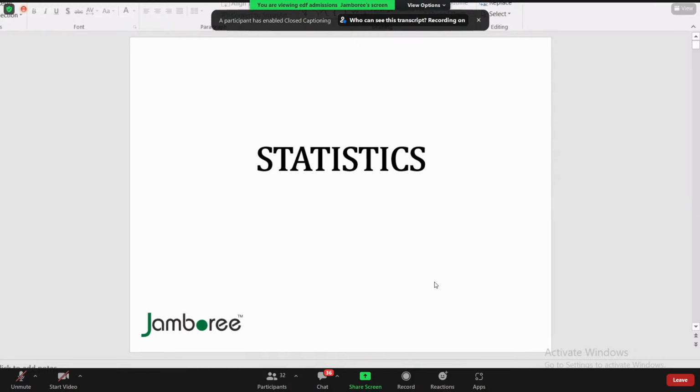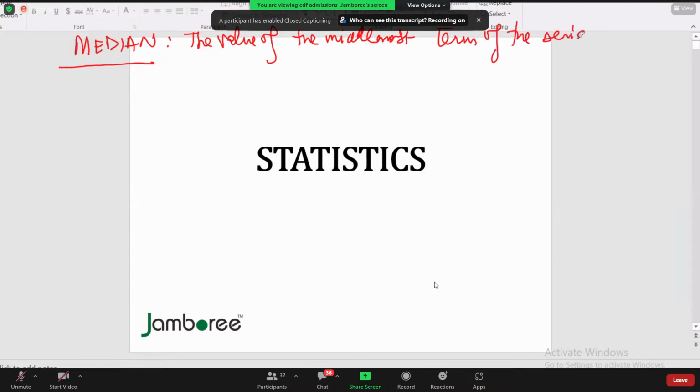The next idea we are going to talk about is the concept of median. In this case, we are going to keep things simple and straightforward. That is to find out the median of the series. What exactly is the median? Median is the middlemost term of the series. The value of the middlemost term is called the median. Value of the middlemost term of the series is basically known as median.